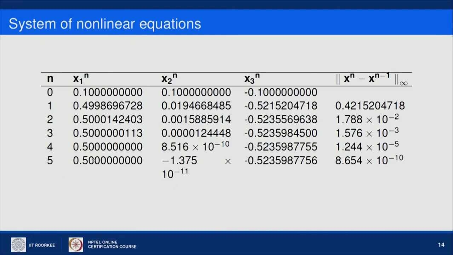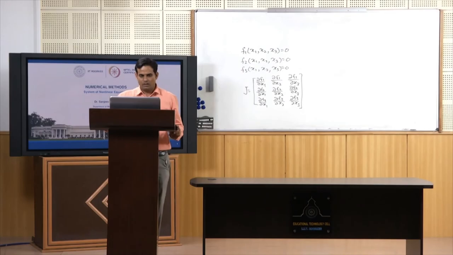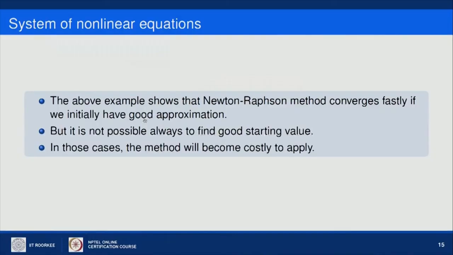Hence, this is the vector x which is very close to the exact solution, and in this way, using successive iterations, we can get the numerical solution of x for a system of nonlinear equations using the Newton-Raphson method. So, the above example shows that the Newton-Raphson method converges fast if we initially have a good approximation, means our initial solution is close to the exact solution. But it is not always possible to find a good initial solution for a given problem. So, in those cases, the method will become costly to apply.